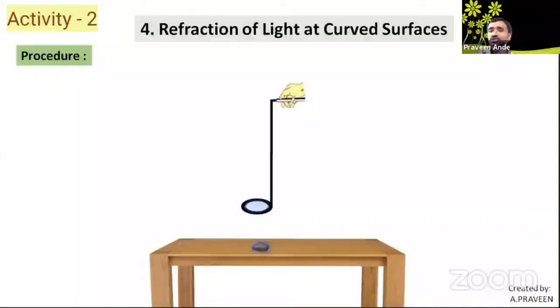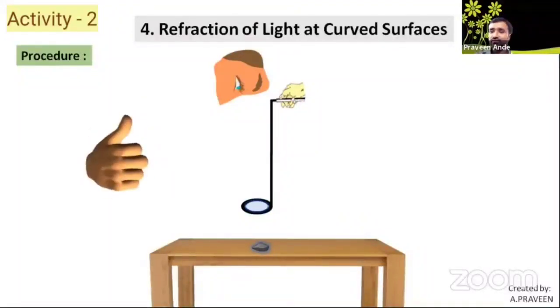Then what to do? You have to see that black stone through the lens. Suppose your friend is viewing that object, and you are observing the whole process, right? Then you will ask, is that fellow able to see the stone or not? Ask your friend, is it visible or not? Here he is saying it is visible.